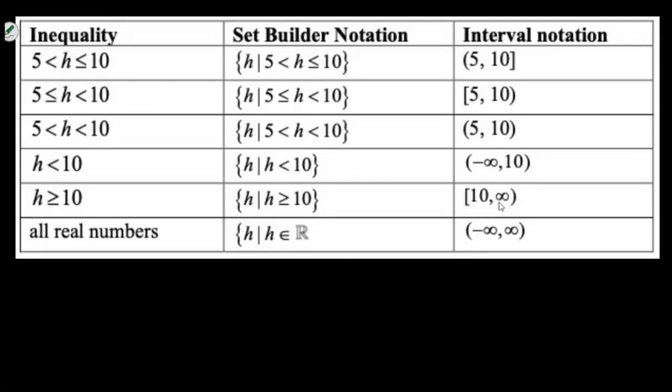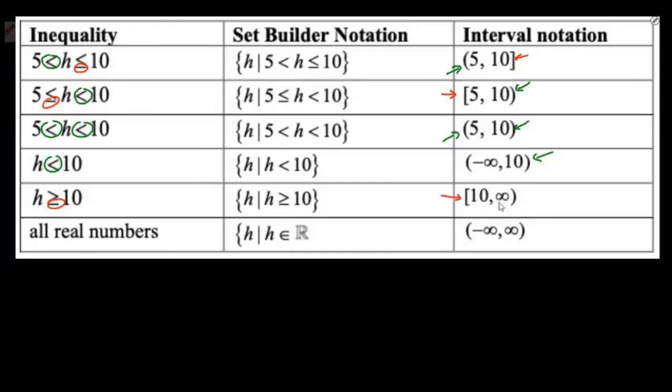Something to notice here, and I'm going to point it out a couple times. Notice every time there's not an equal sign on your interval, that always means you're going to have parentheses. Okay, every time there's not an or equal to sign, you're going to have parentheses because that means it's an open endpoint. Every time you have the equal to sign, that means you're going to get a bracket. Okay.